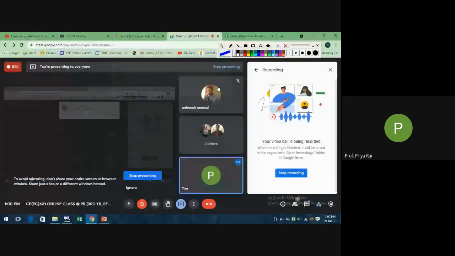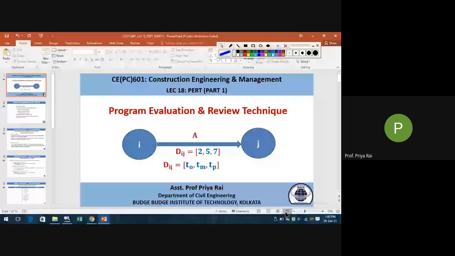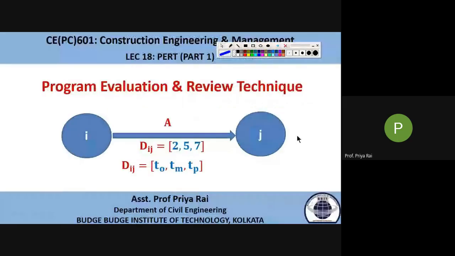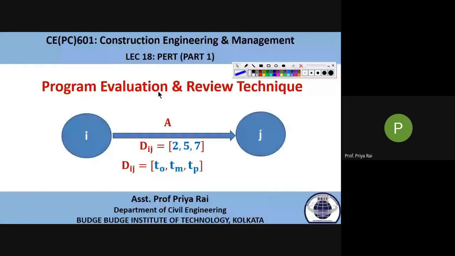Okay, so good afternoon, students. We will start. Okay, it's already late. So this is your new topic, which is the Program Evaluation and Review Technique. Now, this is your fourth kind of project management technique.